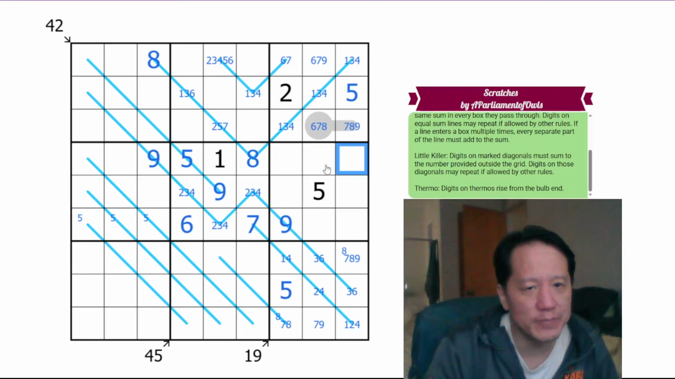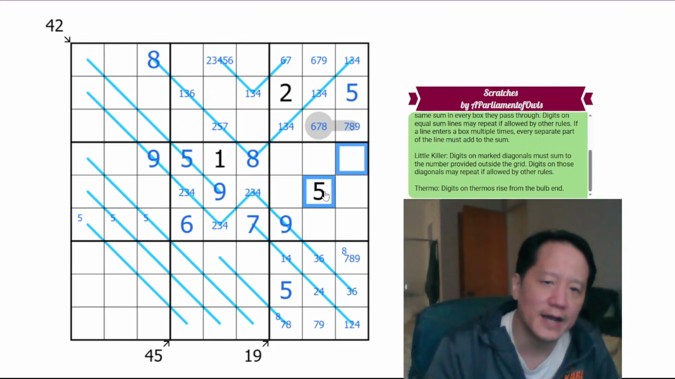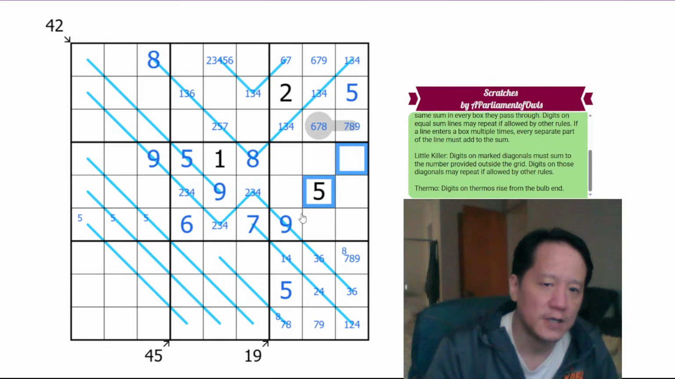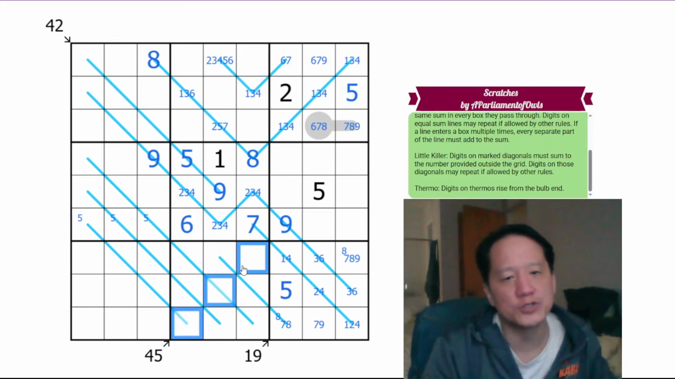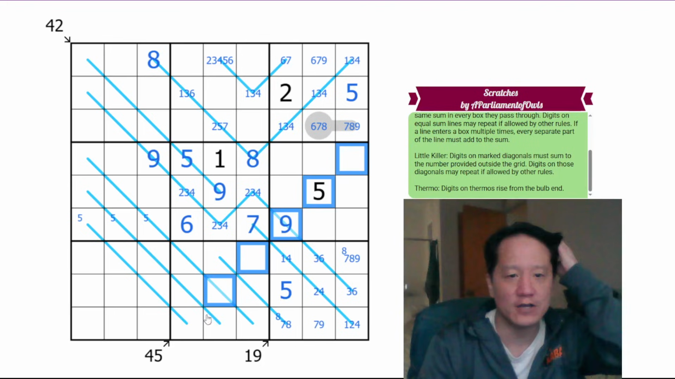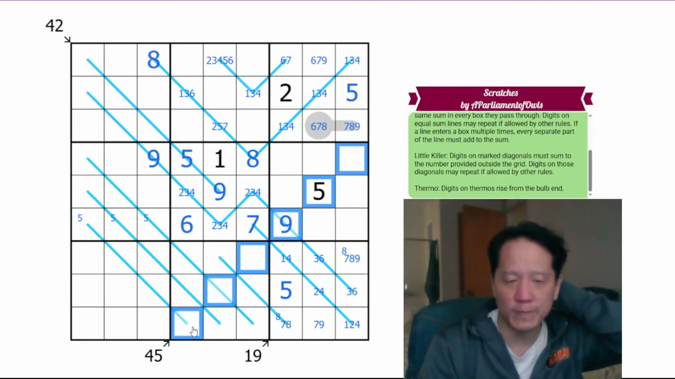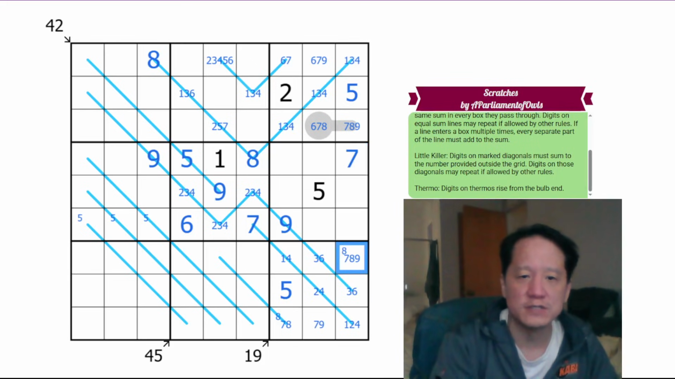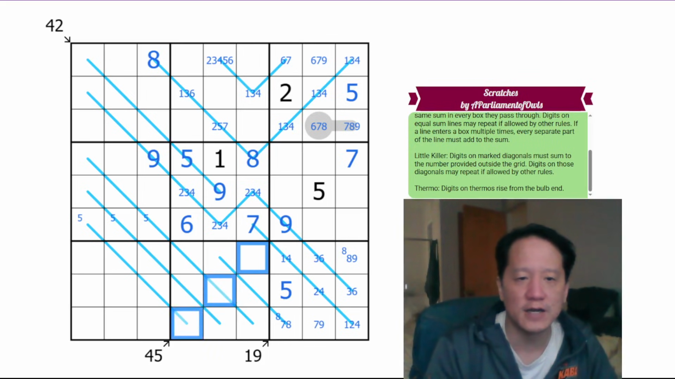And this can't be 8 or 9, so this is at most 7. 5, 7, and 9 at maximum adds up to 21. So 5 and 9 with 7 being the maximum adds up to 21. And the maximum here is 24, so therefore the maximum along this diagonal is 45. So it must be the maximum. So this has to be 7, which means this can't be 7 here. And these have to be 7, 8, and 9.